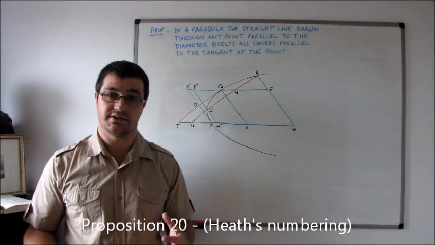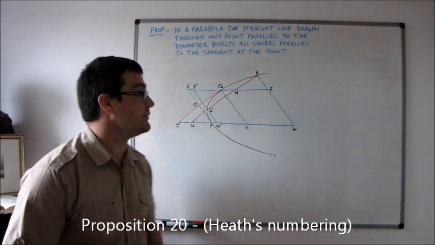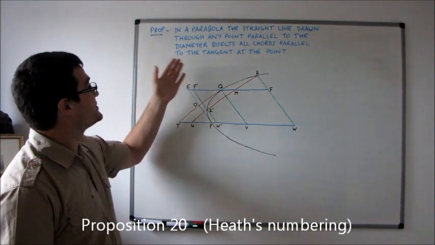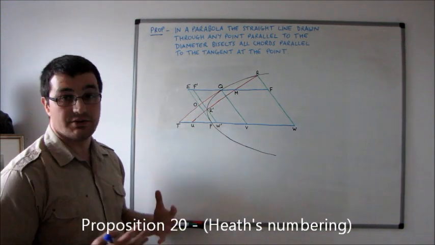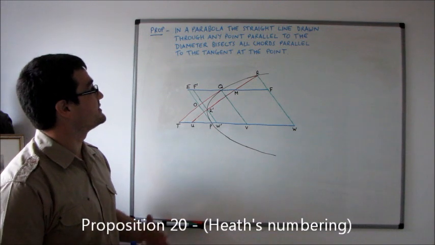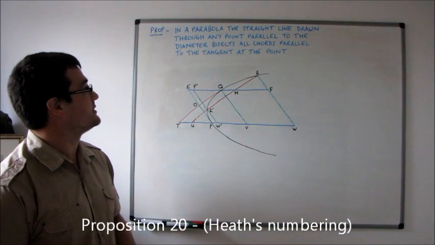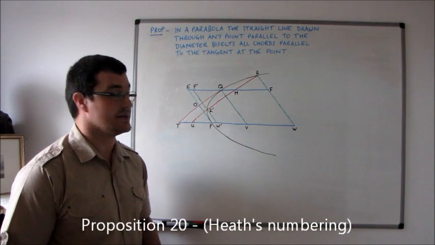Okay, so moving on now to the next proposition, proposition 20, that I want to go through. The proposition says that in a parabola, the straight line drawn through any point parallel to the diameter bisects all chords parallel to the tangent at the point.